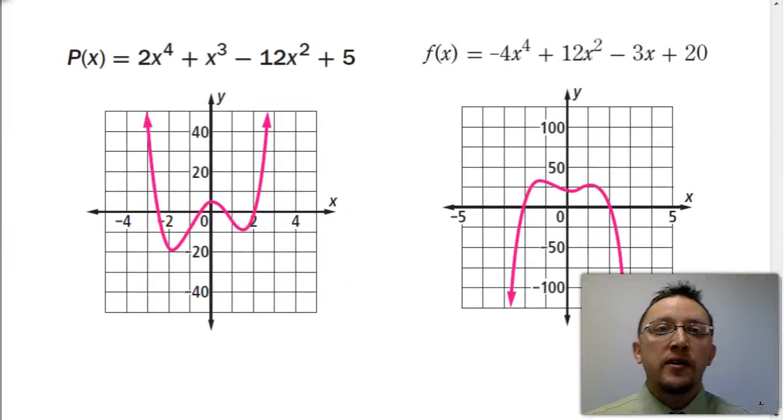For example, here on the left you can see that this complete graph for the function p of x is 2x to the fourth plus x cubed minus 12x squared plus 5. And we can see the graph here. You can see a number of things. We can clearly see that this graph has some x-intercepts, and you can clearly see that it has a y-intercept. Now let's make sure that we understand some terminology here first before we try to determine what the y-intercept or intercepts for this graph would be.